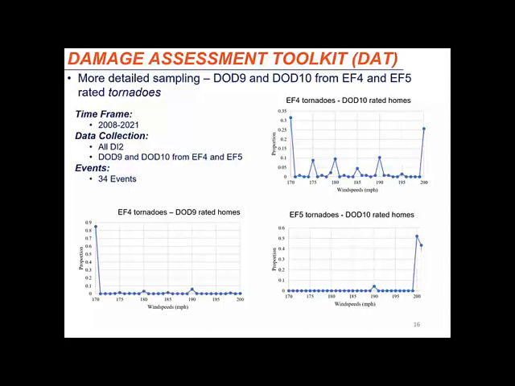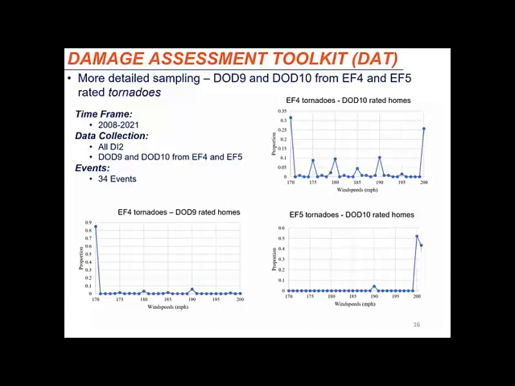And so we looked from 2008 to 2021 at EF4 and EF5 rated tornadoes. We looked at some of the few EF5s that are in the DAT and looked at the wind speed ratings for each of these DODs. For example, in the bottom left there, for EF4 tornadoes, DOD 9 rated homes, you can see a large proportion were rated at the expected value for DOD 9, which is 170 miles per hour. For EF4 tornadoes, DOD 10 rated homes, you can see again it's kind of a bimodal distribution, where a lot were rated at 170 miles per hour and then another significant proportion right at 200. And then for EF5 rated tornadoes, which was a smaller subset, there just haven't been that many, we haven't had one in almost 10 years now.